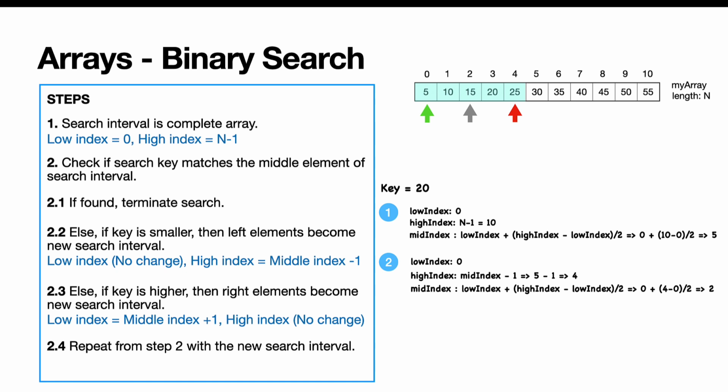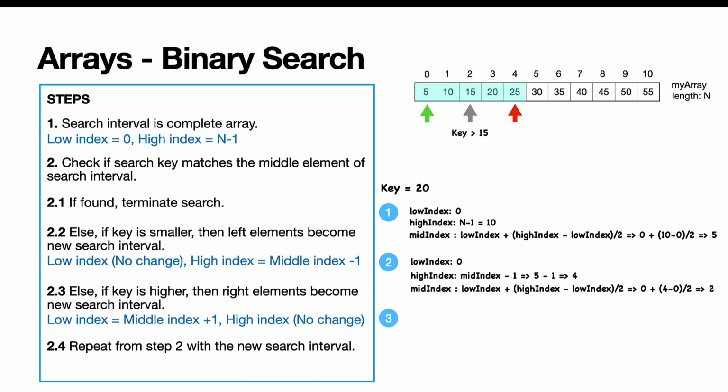Element at index 2 is 15. Our search key 20 is greater than 15. So we will ignore the left side of the middle index. We will consider the right side of the middle index for the next search step. Let's determine the new indices for the next search step.